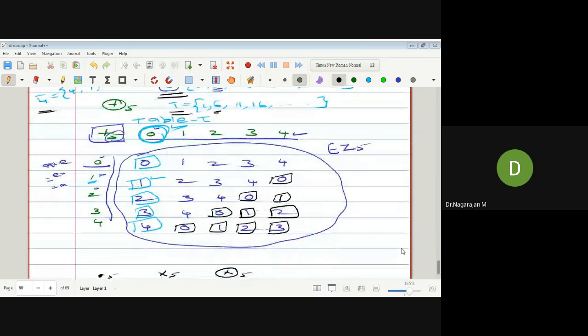The corresponding addition table. Where is 0? You have to find that. Where is 0? 0 plus 0 is 0. Okay, the inverse of 0 is 0.